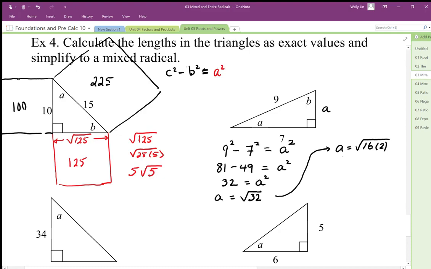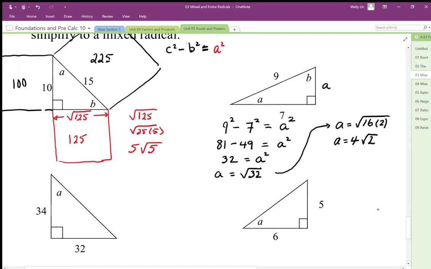So the square root of 16 works out to be 4, and inside the square root we're just left with the 2. So 4 root 2 is the exact value of that length a.